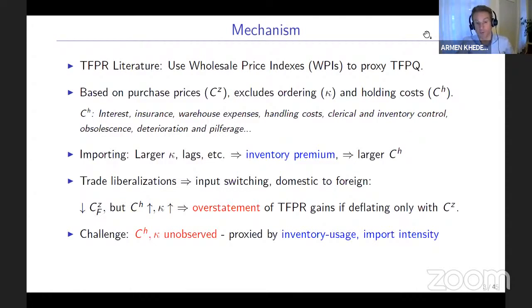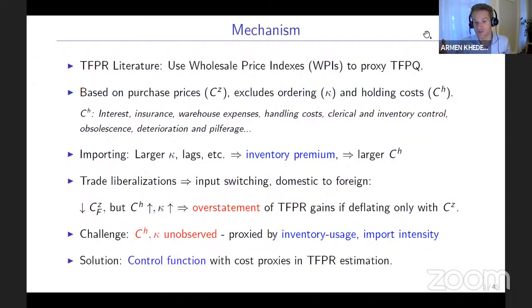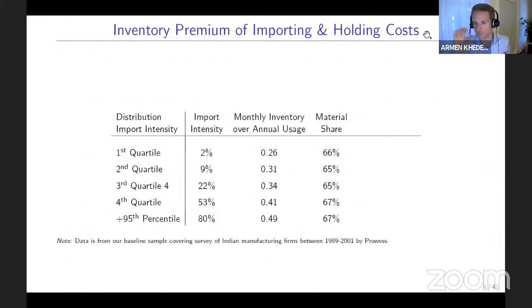Great. So yeah, so these costs might be unobserved, but they're very tightly linked to observables that we see in the data, which is the inventory usage and the input intensity of firms. Then we can use this information of these proxy variables and include them as a control function of the input cost in the TFPR estimation. And now, before I go into the grains of this, let me just show you why these costs are more important for firms that are more engaged in international trade.